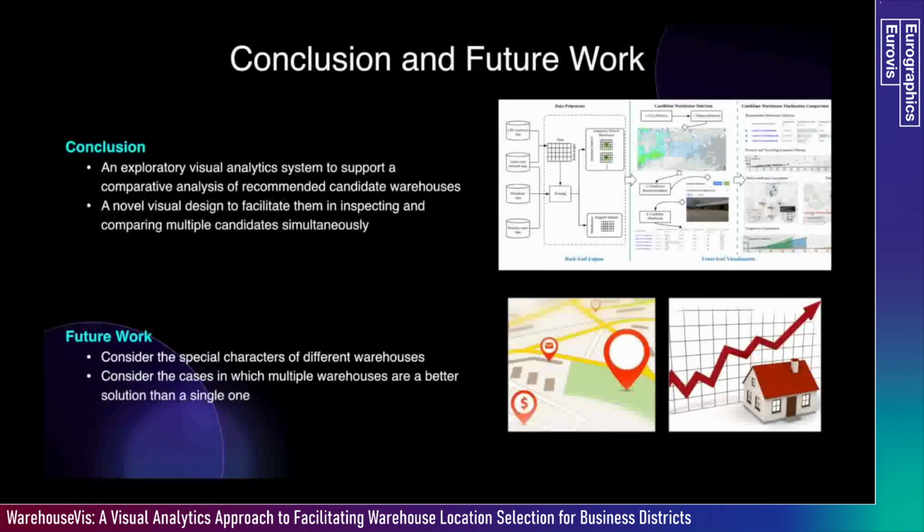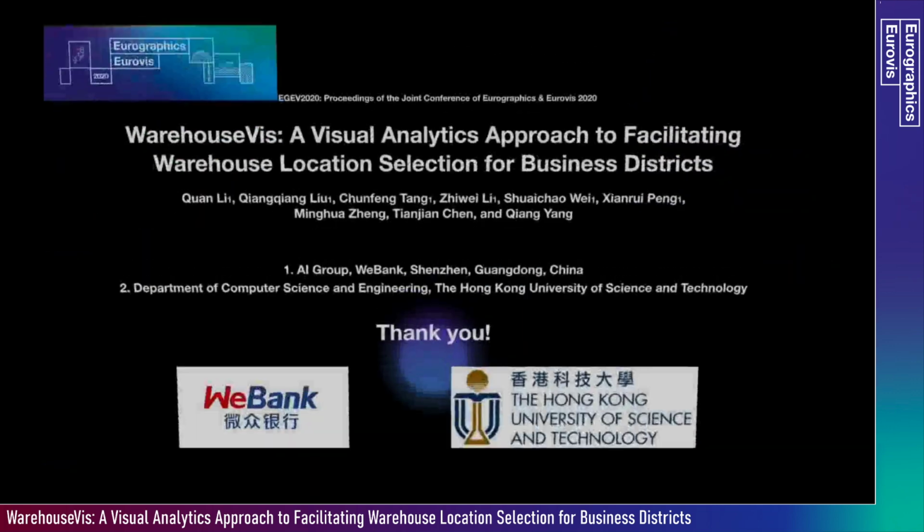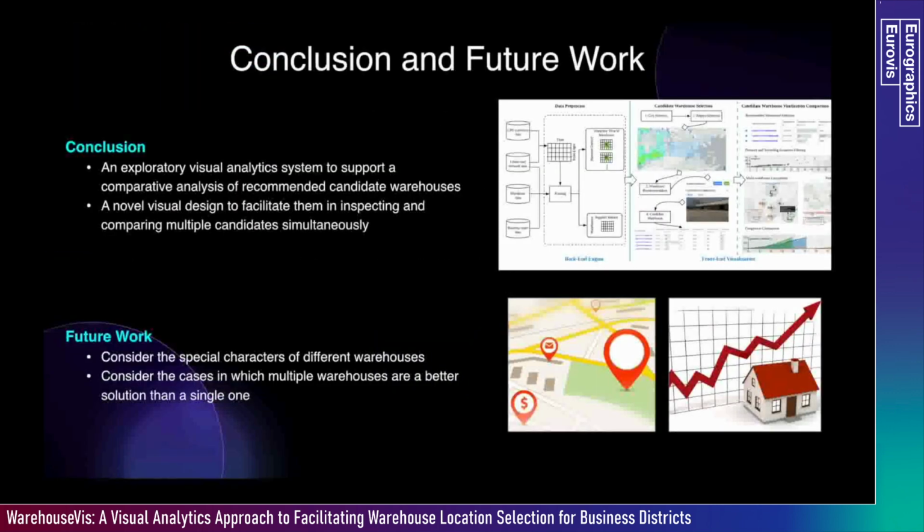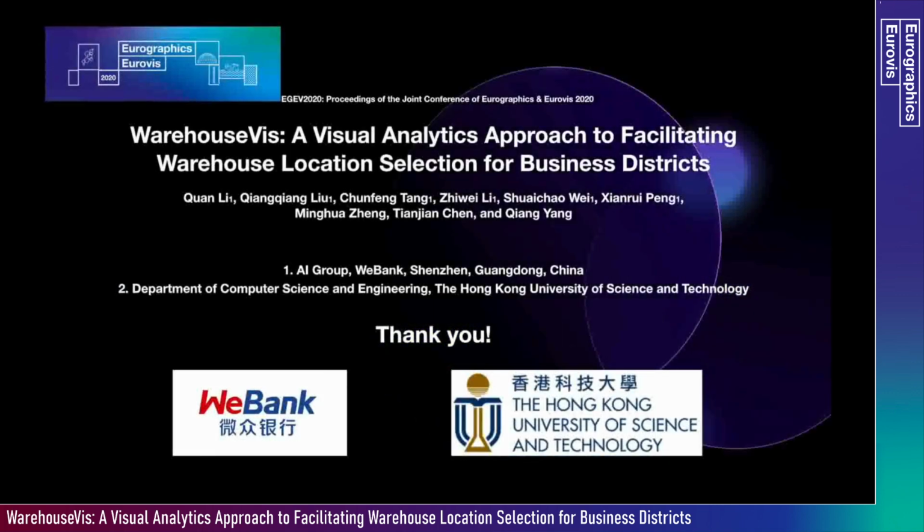To conclude our work, we propose a visual analytics system to support the analysis of recommended candidate warehouses and a novel visual design to facilitate users in inspecting and comparing multiple candidates at the same time. In the future, we will consider the special characteristics of different warehouses, as in some cases multiple warehouses are a better solution than a single one. So, that's all. Thank you for your time, and I wish everyone safety and health.